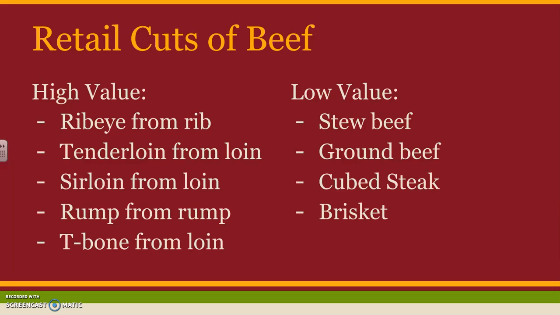Most of these are pretty easy to figure out. I mean, the ribeye comes from the rib, tenderloin comes from the loin. The only one that's a little bit funky is that T-bone. So you got to know that T-bone comes from the loin. And then as far as low value retail cuts that you're responsible for, stew beef, ground beef, cube steak, and brisket are going to be the low value retail cuts that you need to know. You don't need to know where they come from.